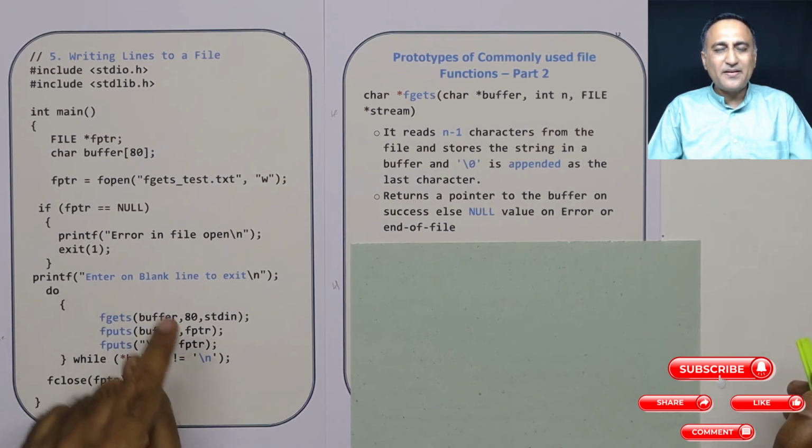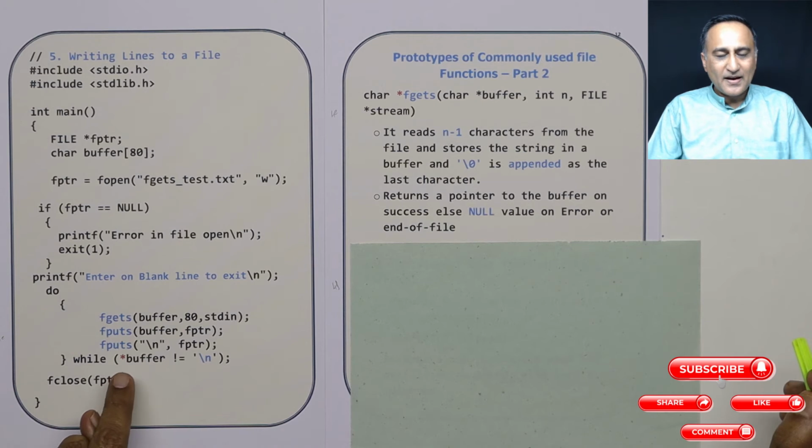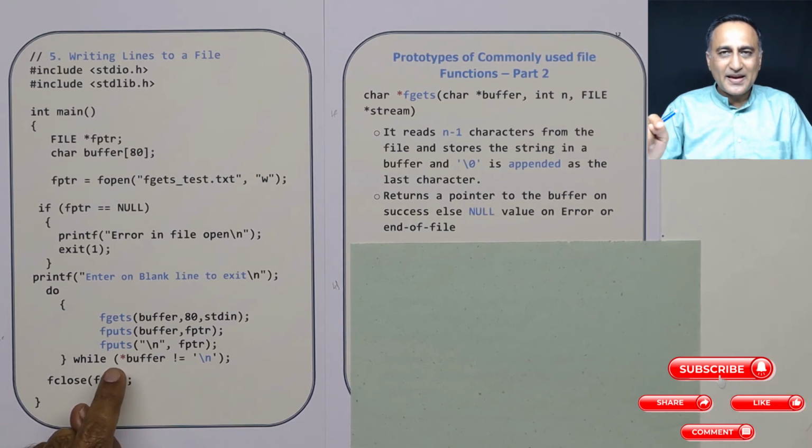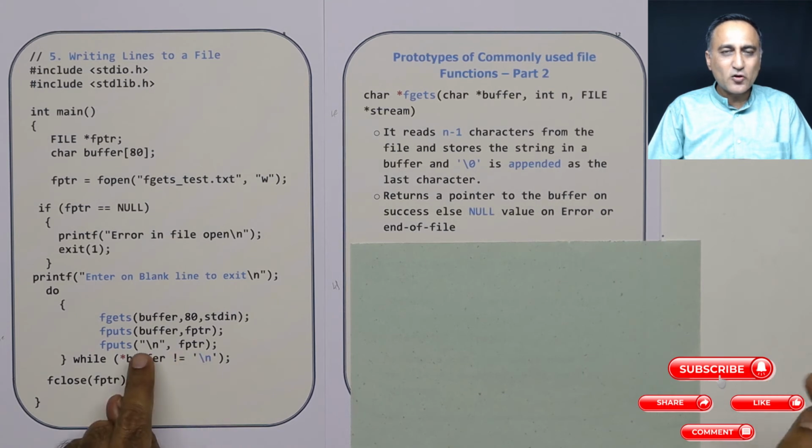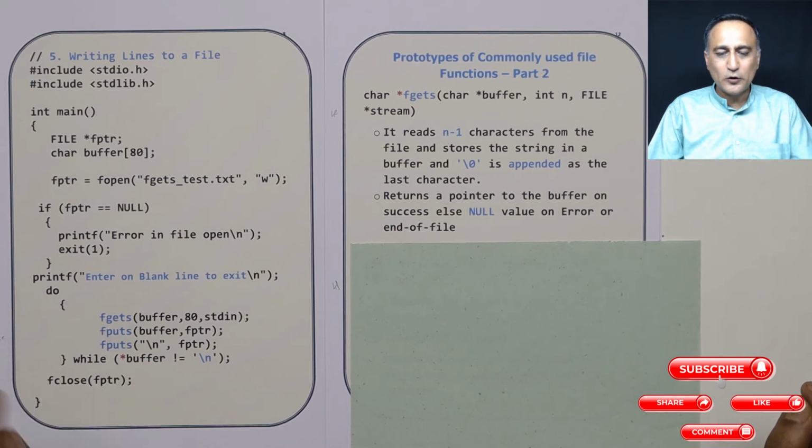Now let's say I keep entering 3-4 lines of data. Now I hit a blank line, I press the enter key. Then buffer is going to have nothing. This is also going to write nothing, it's going to write an empty line, which is fine. But buffer is going to contain just the \n character. That's when I'm going to come out of the loop.